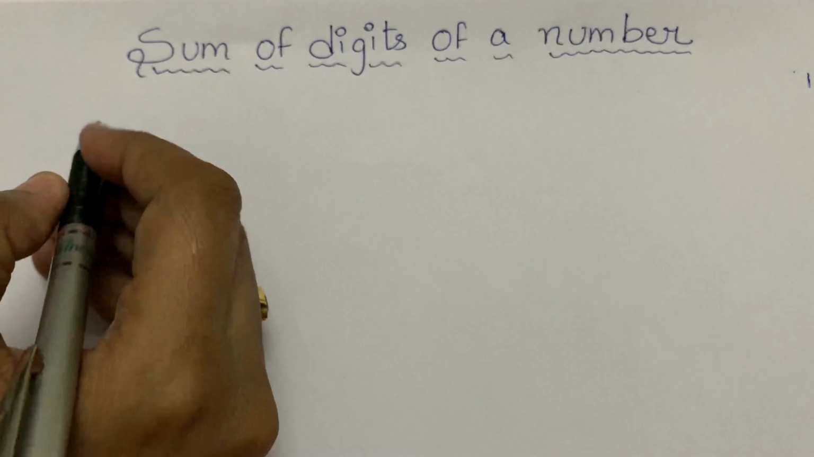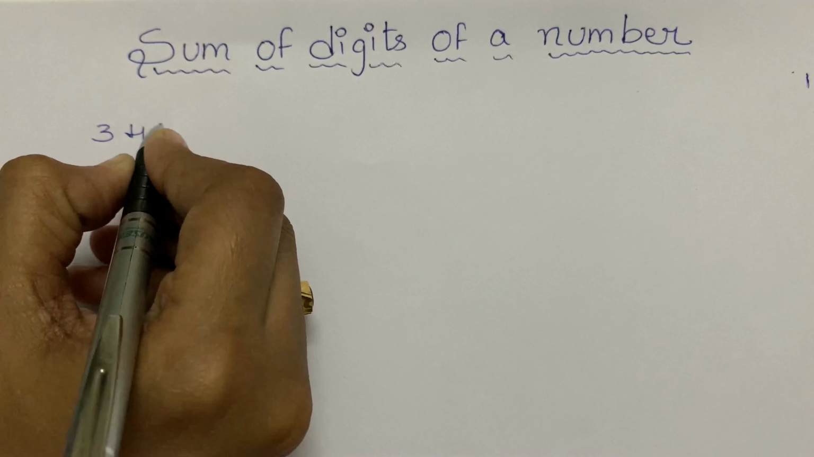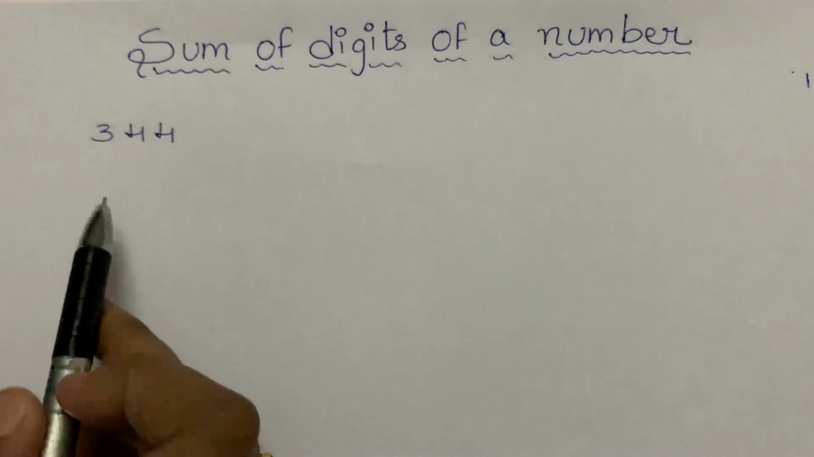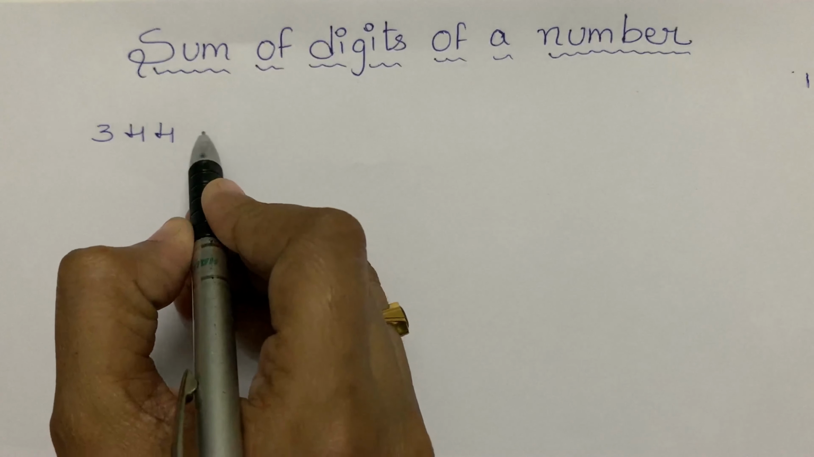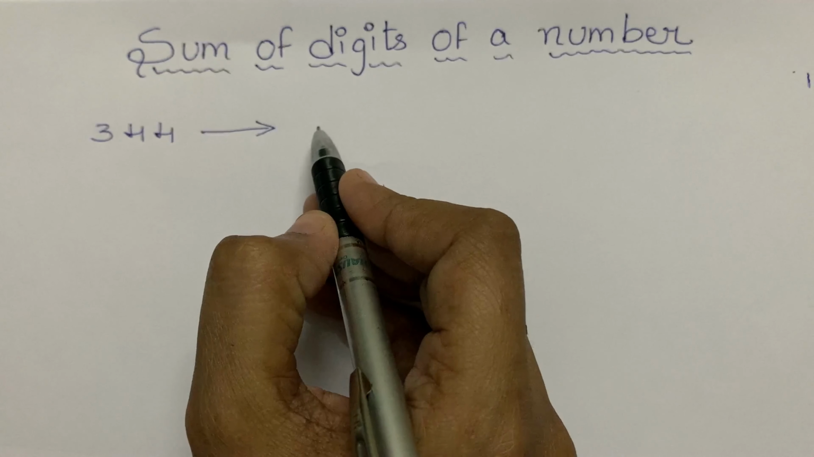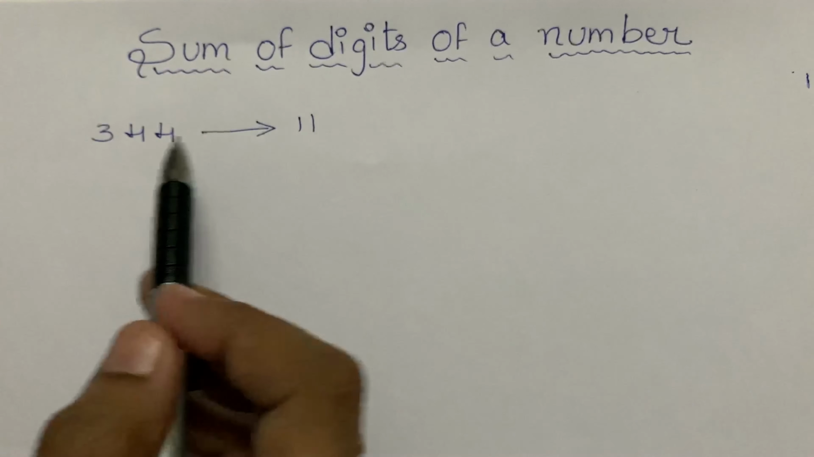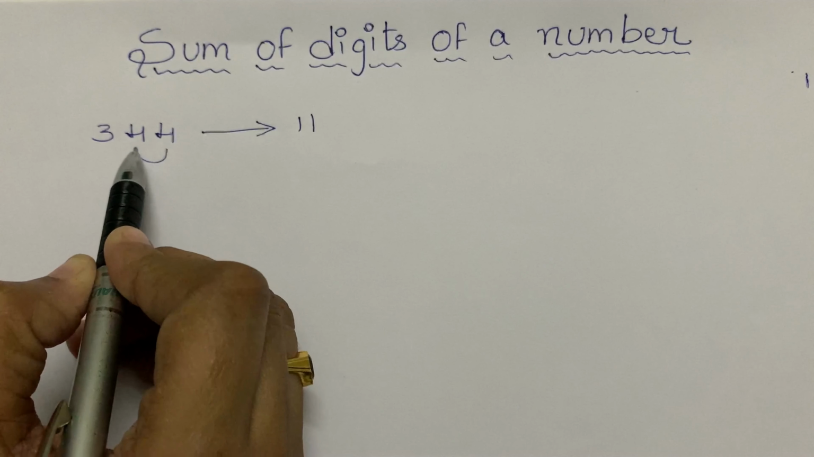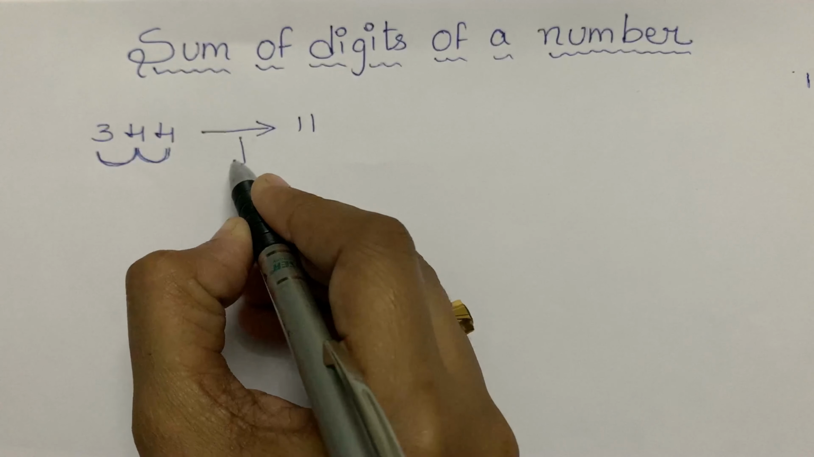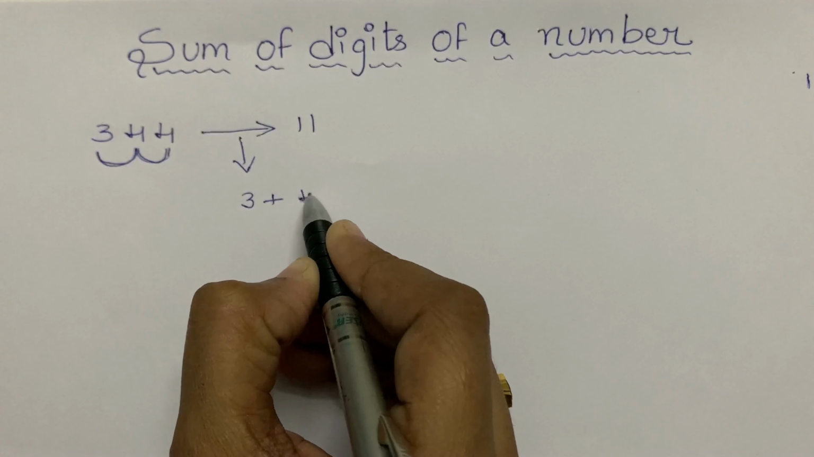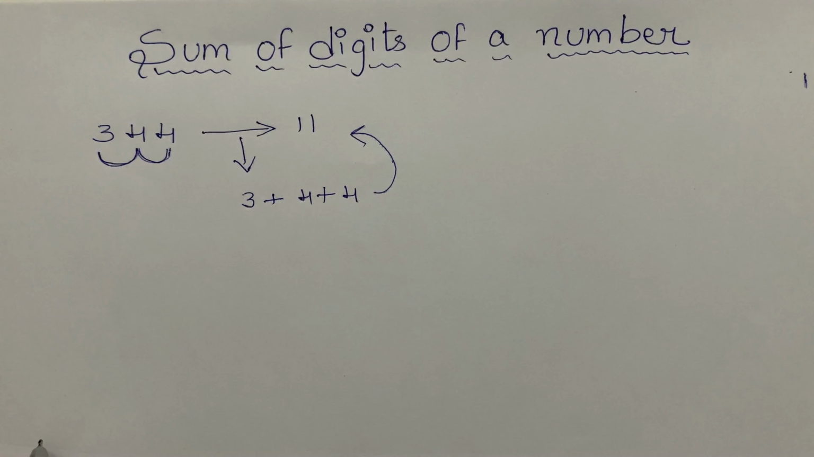For example, if we consider 344 as my single number, the answer will be 11. 11 in the sense of summing up or adding all the digits in this number. So this will be 3 plus 4 plus 4, which is equivalent to 11.